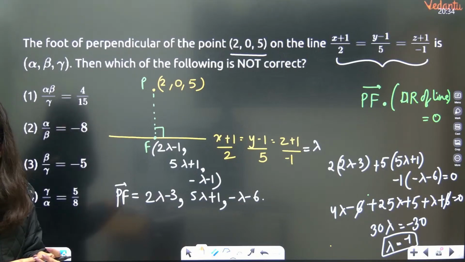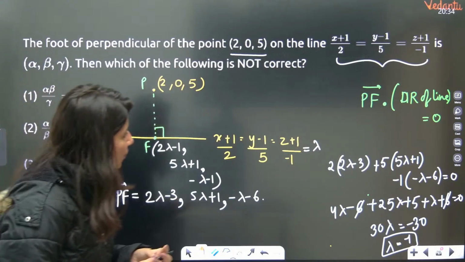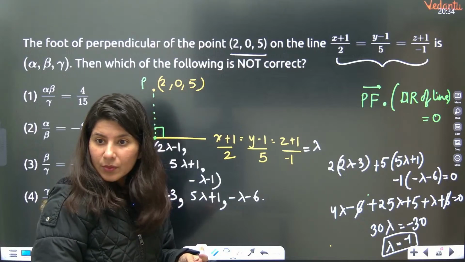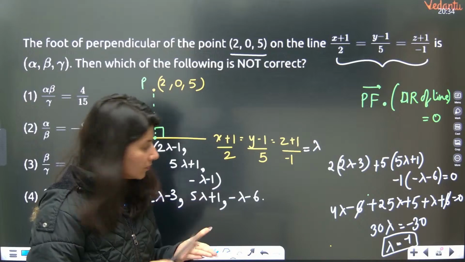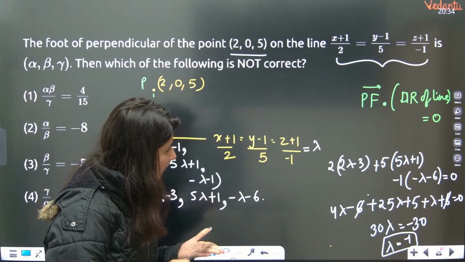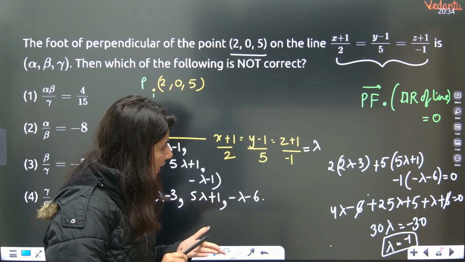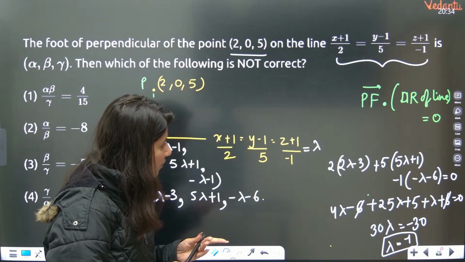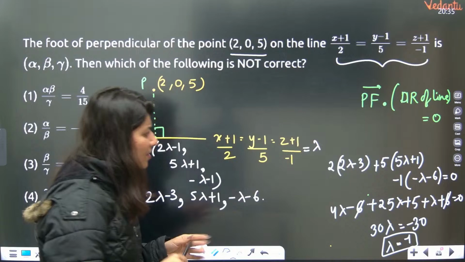Okay, 5 lambda plus 1, 6 plus lambda. Now understand, 2 2s are, and this is 5 lambda plus 1. So lambda will be 25 plus 4 is 29 plus 1 30, and plus this is plus, this is minus. So we are getting lambda is minus 1.